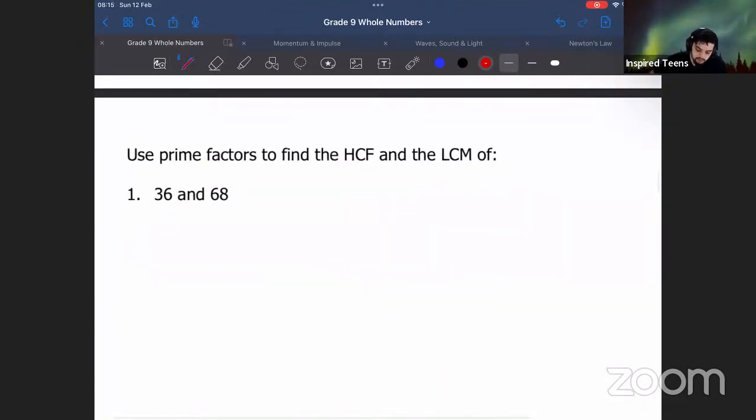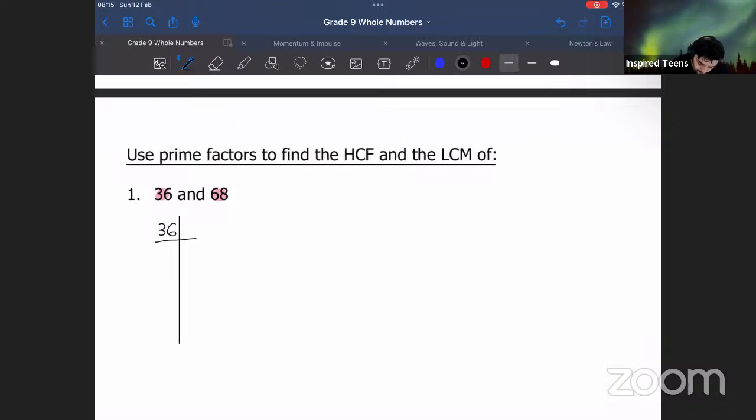So let's look at these two numbers. We have 36 and we have 68. The question says, use the prime factors to find the HCF and LCM of 36 and 68. So the first step is to do the prime factorization of each number. For 36, I'm going to divide by 2. I'm left with 18. I'm going to divide by 2 again. I'm left with 9. I'm going to divide by 3. I'm left with 3, and I'm going to divide by 3 again, and I'm left with 1. Okay, so prime factorization done.